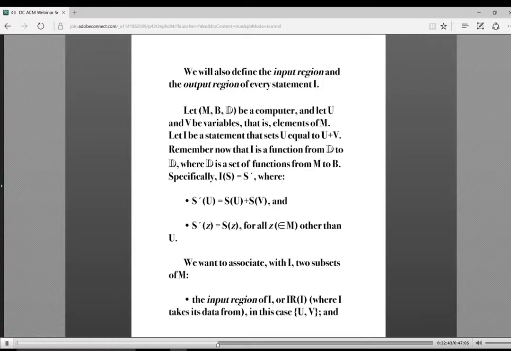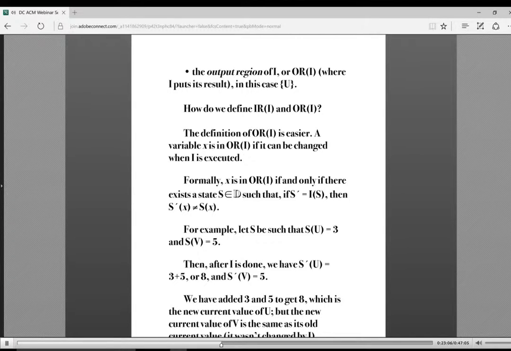We want to associate with I two subsets of M. First of all, the input region of I, or IR of I, and that is the region where I takes its data from. In this case, the set consisting of just U and V. And the output region of I, or OR of I, and that is the region where I puts its result. In this case, the set consisting of just U. How do we define IR of I and OR of I?